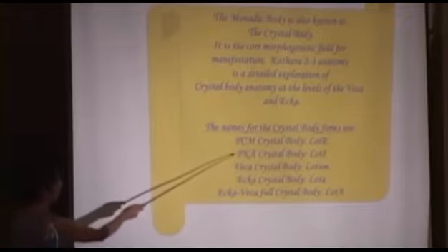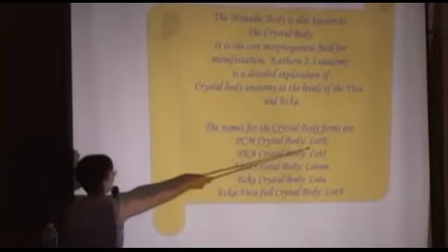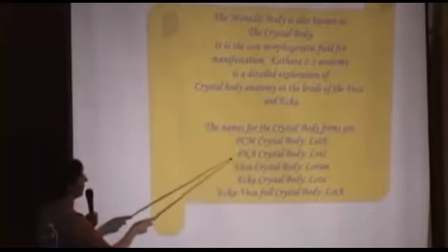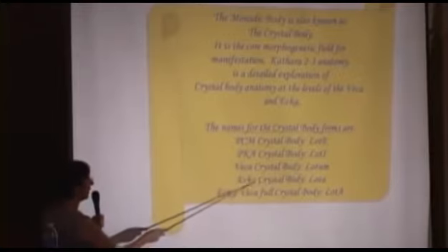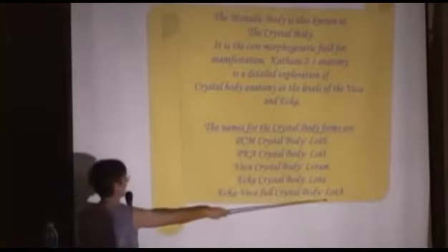So another name for the monadic body is the crystal body. It's the core morphogenetic field, and Cathara 2-3 anatomy is entirely basically about crystal body anatomy at the levels of the Vecca and the Eka. So the names for the crystal body forms are the Particum crystal bodies. This is basically the name for the Particum monad, the Lo Ti. The Particum crystal body is the Lo Ti. Together, the Vecca monad crystal body is the Lo Tum. The Eka crystal body itself is the Lo Ta, and the entire Eka Vecca full crystal body is the Lo Te.